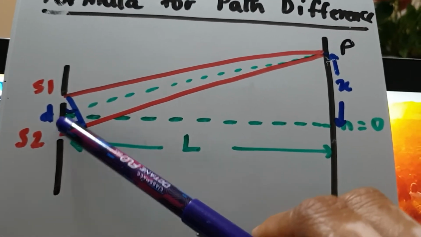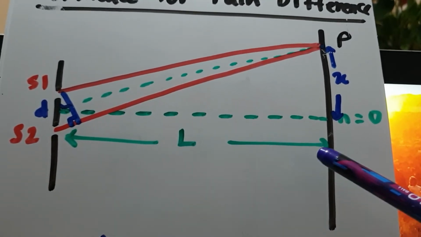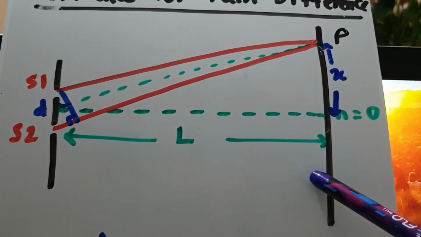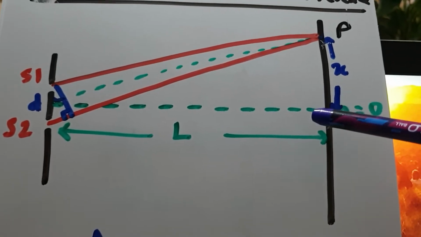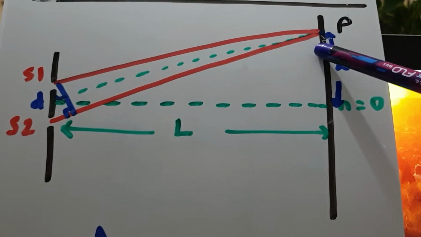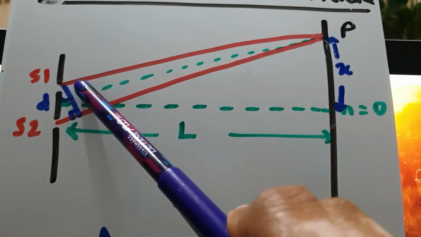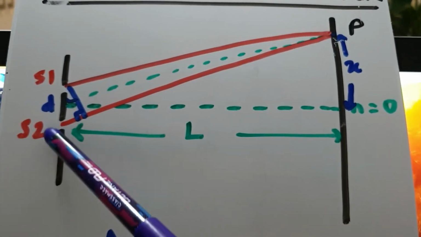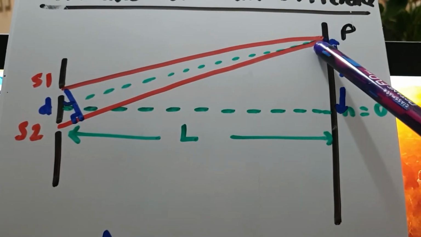The distance from one slit to the other is d, small d. Capital L is the distance from wherever your slits are to the screen, and x is called the fringe spacing, so it's the distance from your central antinodal line to the first one. Okay, now the red lines show the waves going from S1 to P, and the waves going from S2 to P, and they meet there.